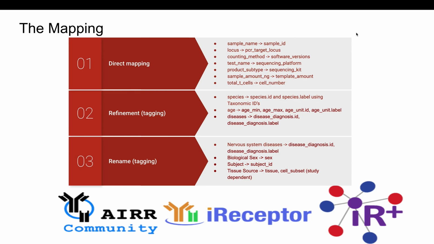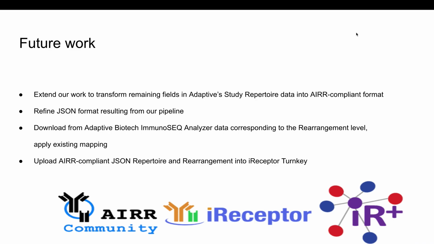For refinement, we extended Adaptive's ImmunoSeq data to include not only species but also an ID and a label, using their taxonomic IDs. We also refined age field to include a min, a max, a unit, as well as a label, and applied a similar logic to diseases.